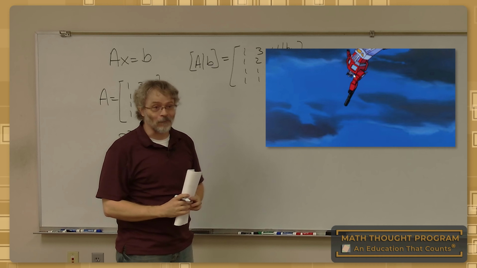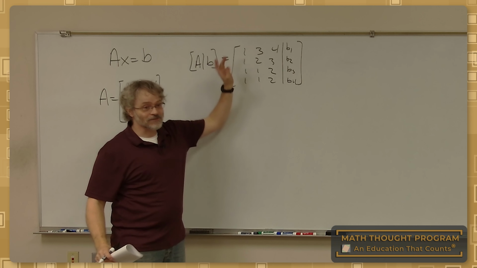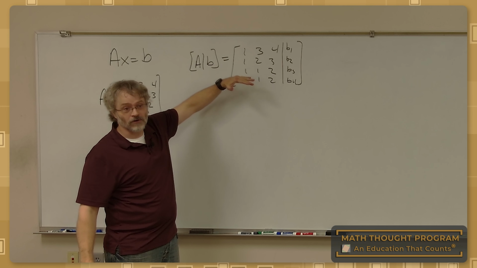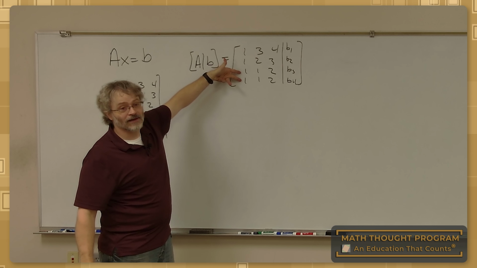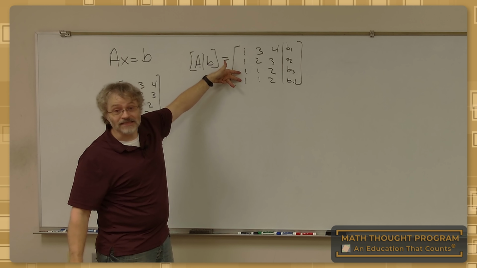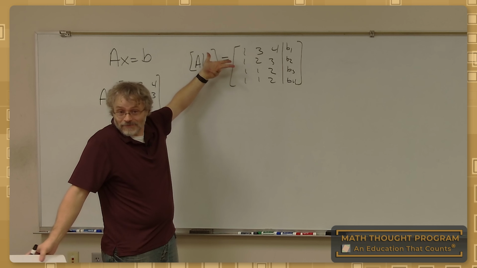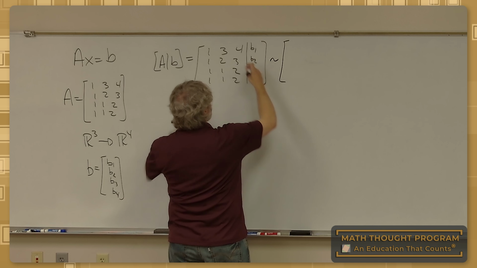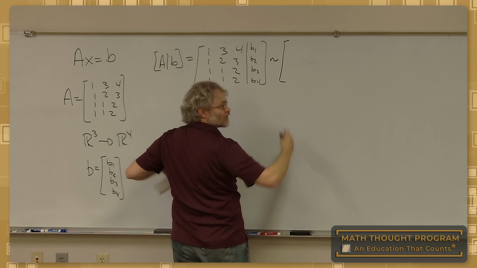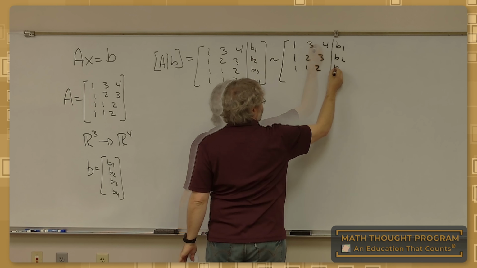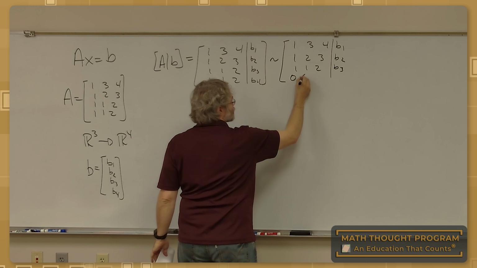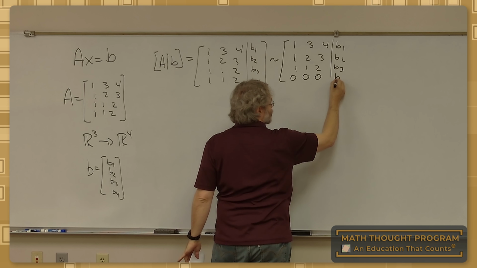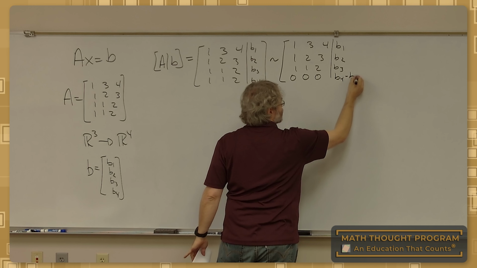I just don't know. Okay, anyways, let's put this into RREF. Look at that, that's amazing. It's the exact same thing. Someone's being nice. So take row 3 and subtract it off row 4: 0, 0, 0, b4 minus b3.